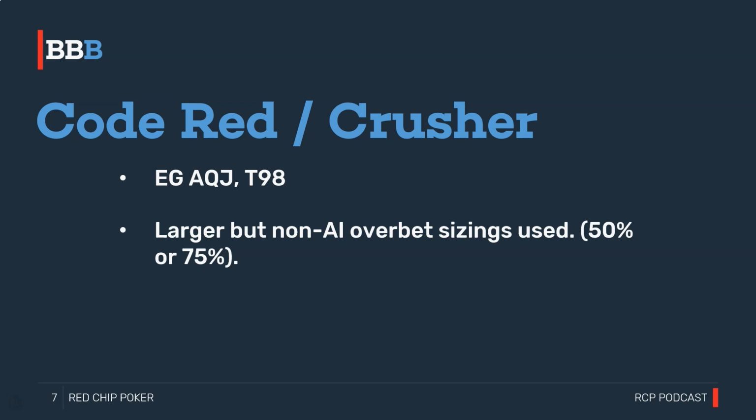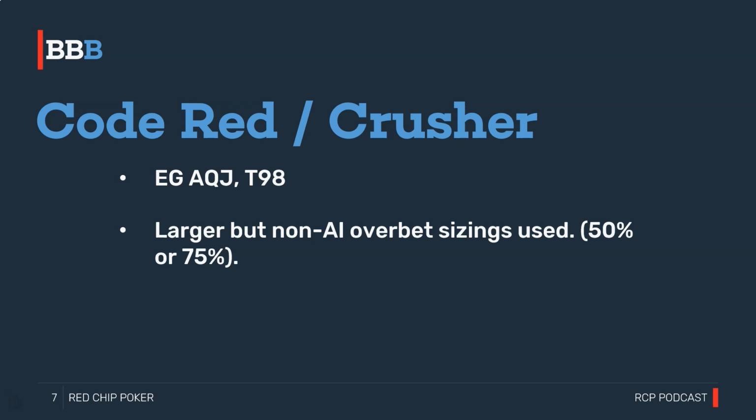10-9-8 is very similar. Of course, a 10-9-8 is not as good for the PFR as something like the Ace-Queen-Jack, but we do still see very similar principles in the sense that the ideal bet sizings get condensed. So we don't see the very small sizings as much on the 10-9-8, but we don't see the overbet sizings either. Everything ends up in that 50% or 75% region. Whether it's 50% or 75%, again, it's going to depend on the specific texture, but middling sizings are incentivized, whereas overbet and very small sizings are not so incentivized on the Code Red or Crusher textures.